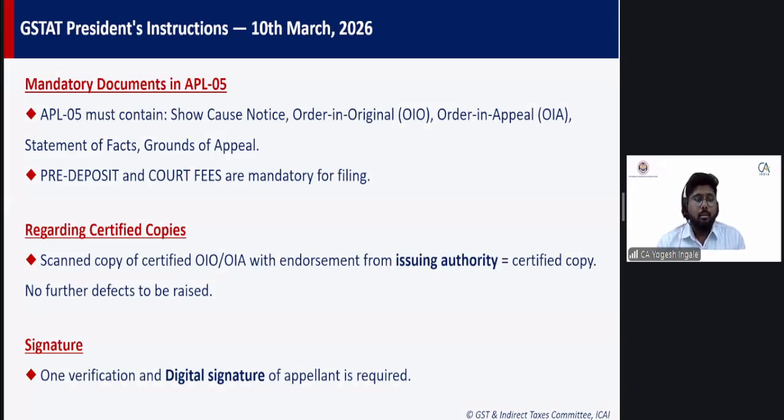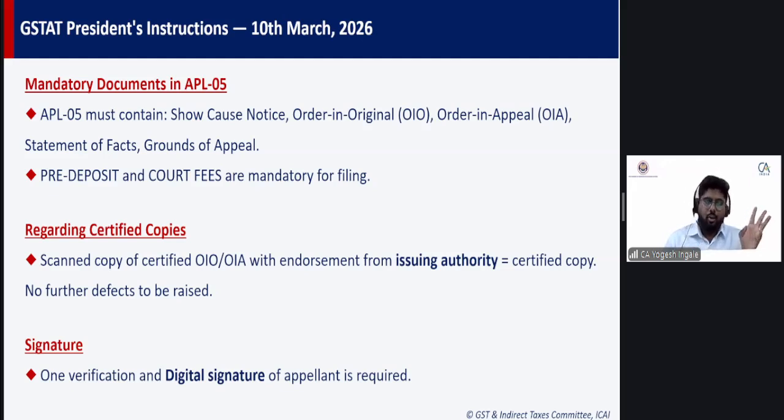Now, the GSTAT precedent instruction of 10th March 2026. Along with the appeal filing document, Form APL-5, it must contain the show cause notice, order in original, order in appeal, statement of facts, and grounds of appeal. So these five documents are necessary. You can of course upload all other relied upon documents, plus the pre-deposit payment and court fees. Of course, the portal will not allow you to proceed further without paying the pre-deposit and court fees. So these are mandatory for appeal filing.